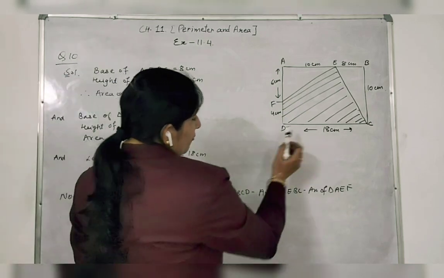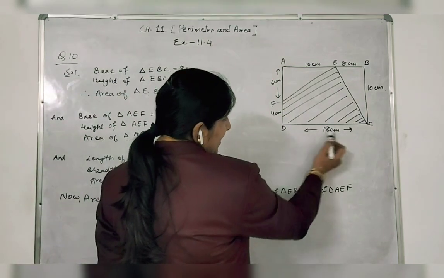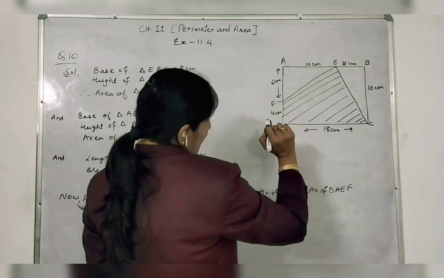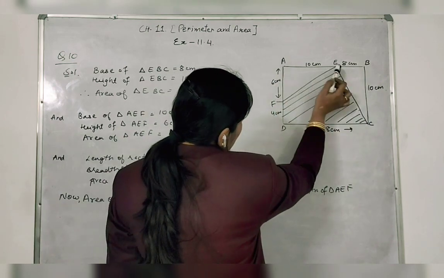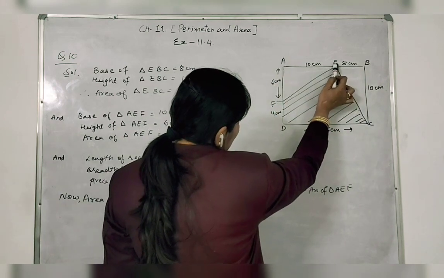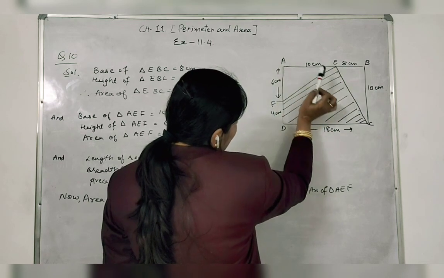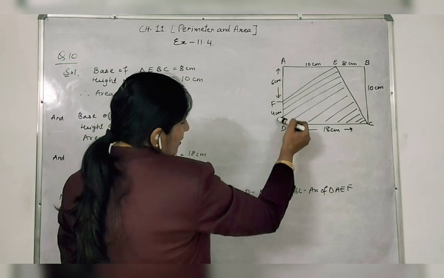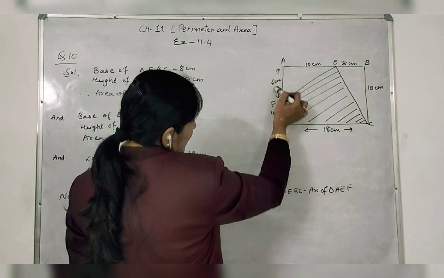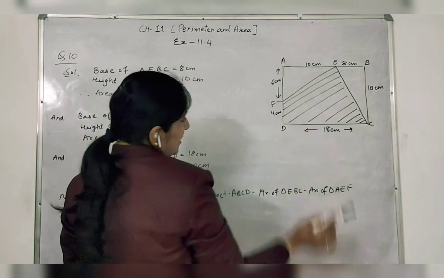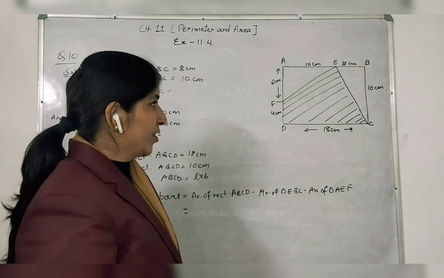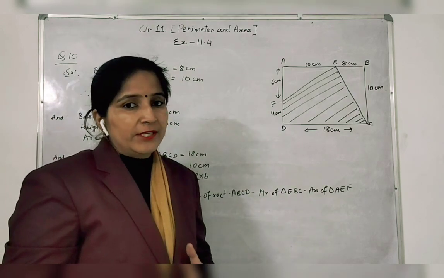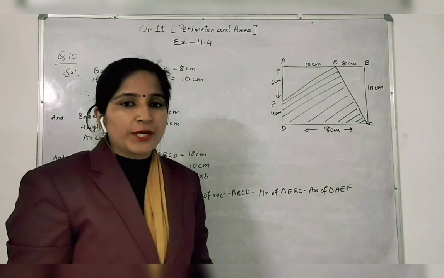The measurements of this rectangle are given, its length and its breadth. And in this figure, there is this point E. So A to E the length is given as 10 centimeter, E to B it's 8 centimeter. And on the breadth side, A to F is given as 6 centimeter and FD is given as 4 centimeter separately. So using all these given things, we need to calculate the area of the shaded portion.